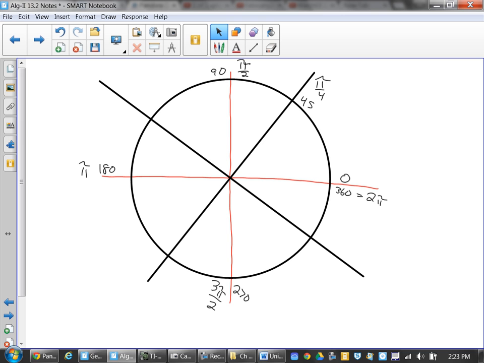Going between 180 and 90, halfway between those two is 135. Everybody okay with that? 135 has a reference angle of 45 degrees because it bounced up off the x-axis 45 degrees. 45 degrees less than 180 is 135. It's 3/4 of pi. So it's 3 pi over 4.